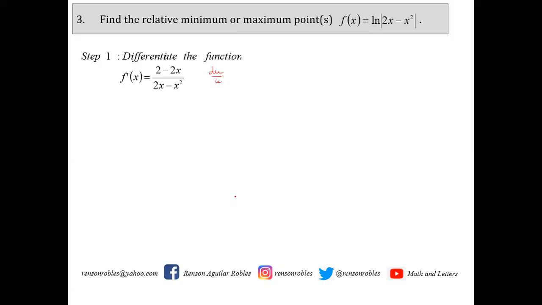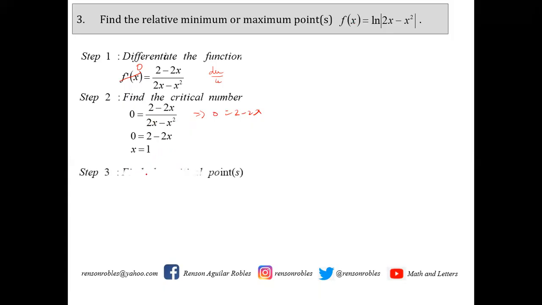And then the next thing to do is to get the critical number. So again, you let this become 0. So 0 equals 2 minus 2x all over 2x minus x squared. And then by cross multiplication, you are only left with 0 equals 2 minus 2x. And therefore x equals 1. Okay, when x is 1, we look for the corresponding value of y. So get the critical point.